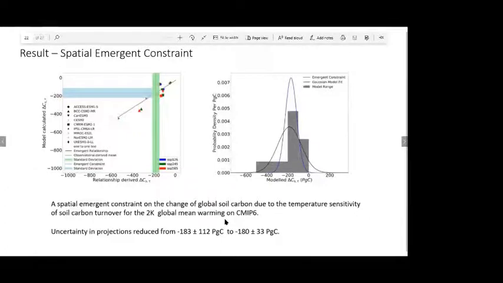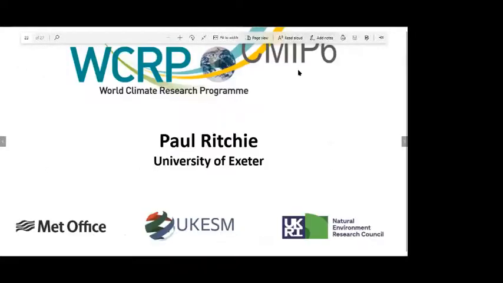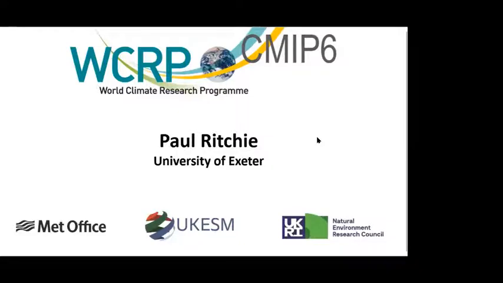Thank you. Then I think we should move on to the next talk. So if Hazel can hand over to Paul, and so this is Paul Ritchie on identifying potential abrupt shifts of Amazon rainforest dieback in the CMIP6 dataset.